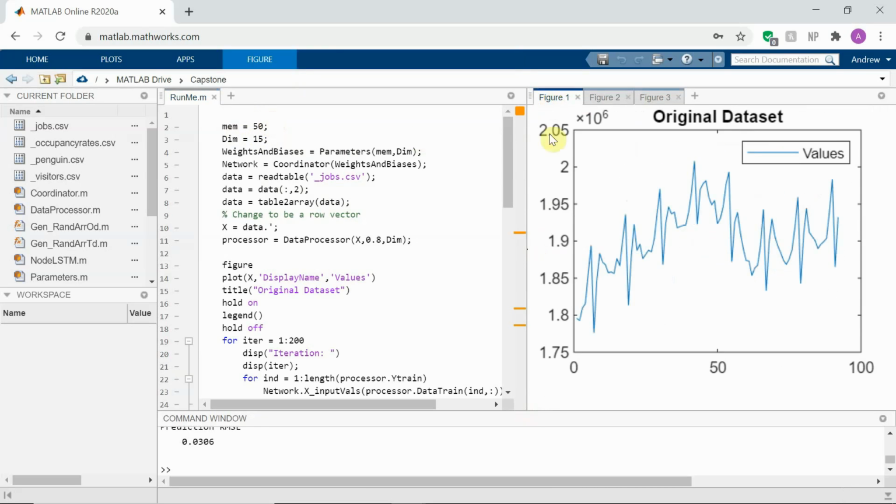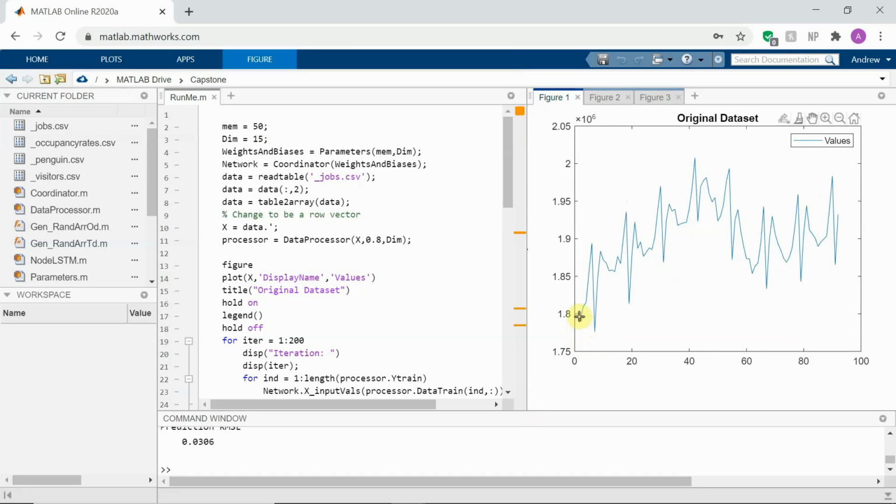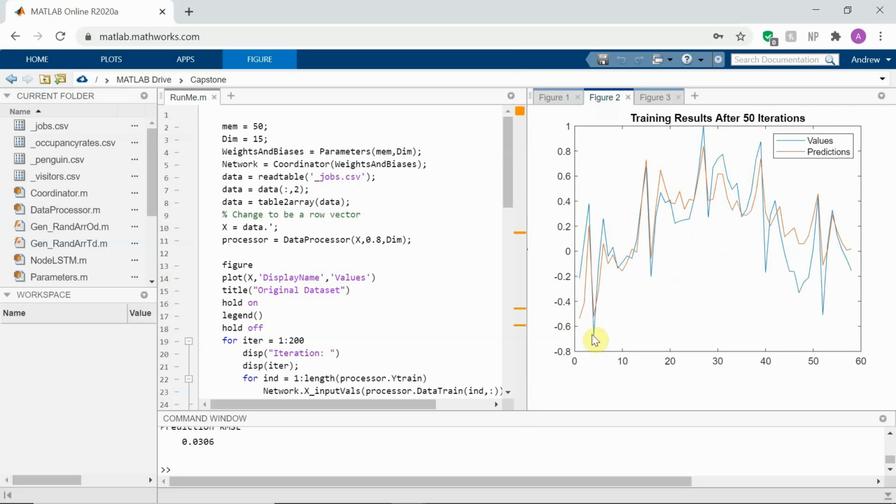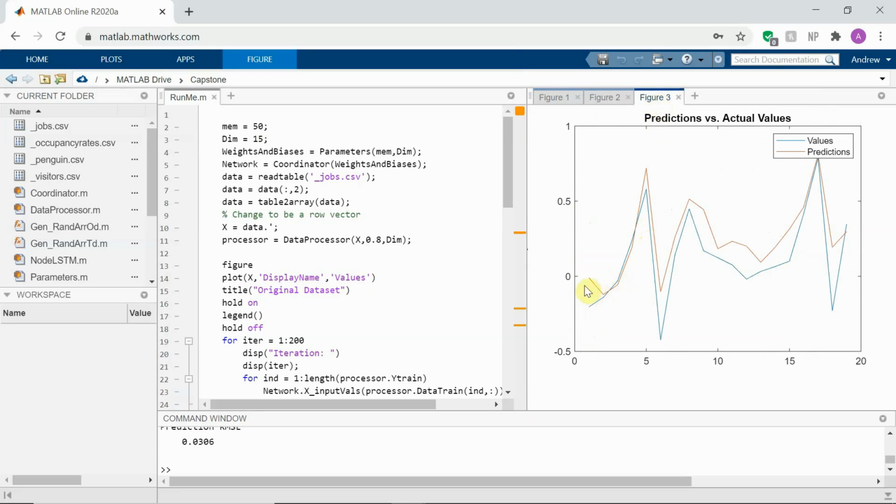we'll see. So this is our original data set. So there's a clearly definable pattern in the number of jobs. Then we've trained it. So this is the data set again, so the blue line, and our predictions are the orange line. And then we use those established weights and biases that we found during training in order to predict the future values. So this is the next 20 values of the original data set.